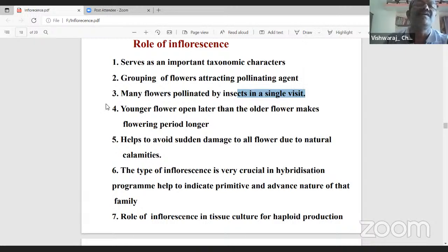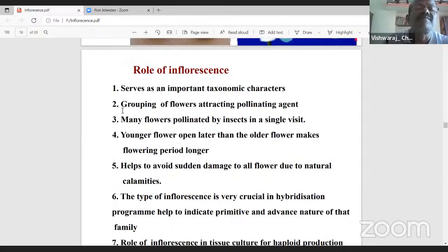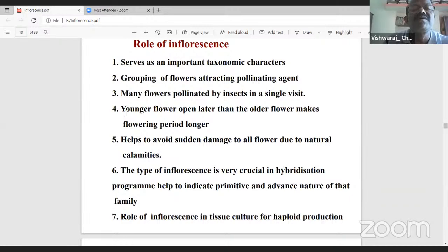Suppose one insect comes in contact with this inflorescence. One inflorescence has a group of flowers. On this group of flowers, the insect makes contact, and a number of flowers are pollinated in a single visit, a single contact. Then the fourth function or role.